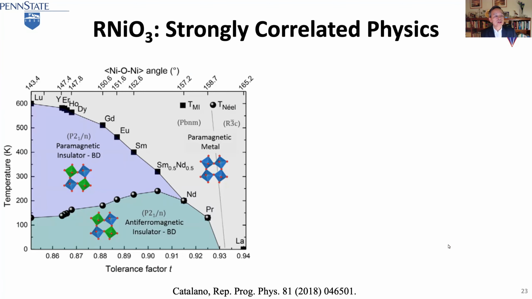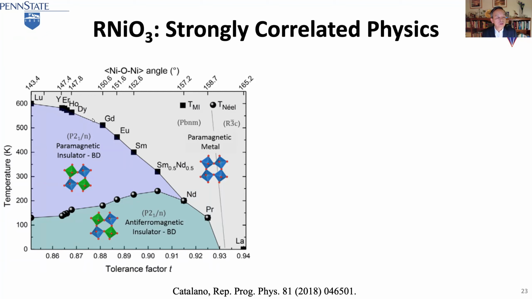So the next case is rare earth nickelate. In the community, we believe that this is strongly correlated physics. It's complex. So this is temperature with different tolerance factor, basically different electron contribution. You can see that for different rare earth elements, we have 2 transitions. One is the magnetic transition with the same crystal structure, changing from the antiferromagnetic insulator to paramagnetic.